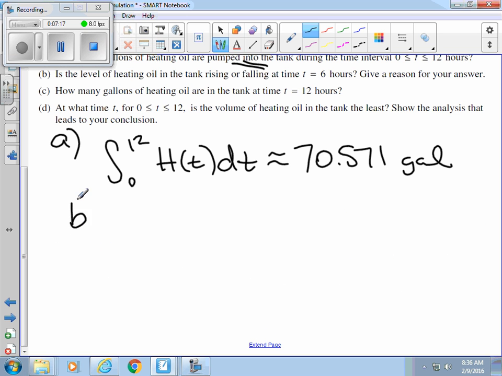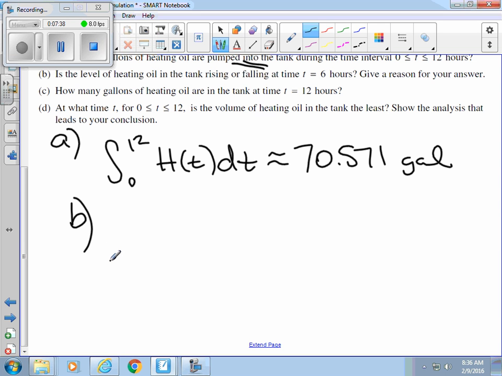Part B. If it doesn't pay to cheat, I could have just worked it faster. Is the level of heating oil in the tank rising or falling at time 6? Give a reason for your answer. What do I need to know? The amount going in minus the amount going out from 0 to 6.